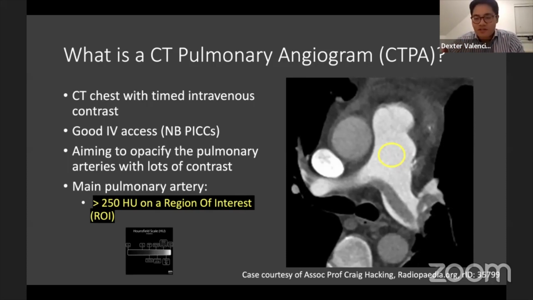What we look for as radiologists is that, for it to be a diagnostic CTPA, we draw a special circle called a region of interest to measure the Hounsfield units. If it's above 250 Hounsfield units, that's a diagnostic CTPA, and it means we have a good chance of spotting it. Anything less than that, your sensitivity of picking up a PE is very low, so you might miss some small PEs, which can be quite important for the patient.